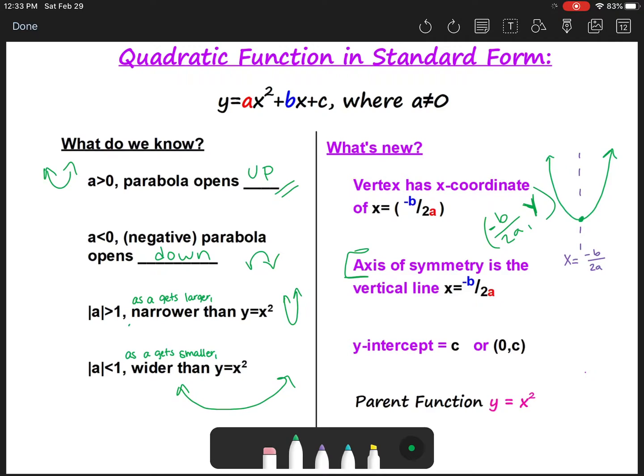The other thing that changes is our y-intercept. Our y-intercept is always going to be the c value. If we think about this, the y-intercept is where x equals 0. So if we plug that into our standard form, a times 0 squared is just 0, b times 0 is just 0, plus c. 0 plus 0 plus c tells us that y is equal to c. So that's why our y-intercept will always be the c value.